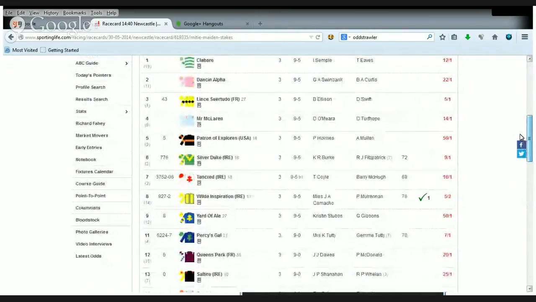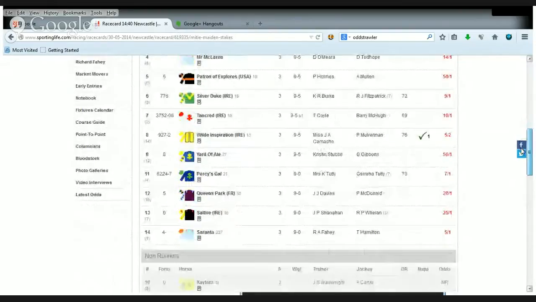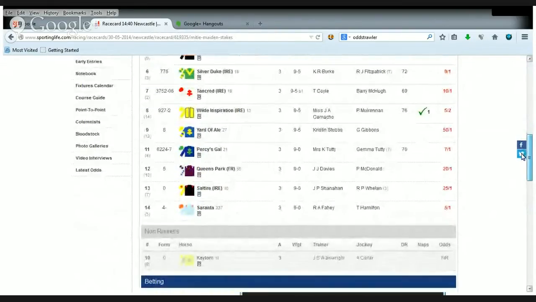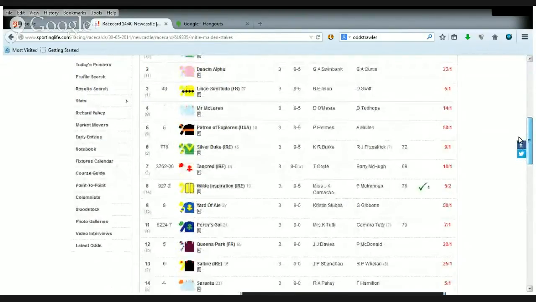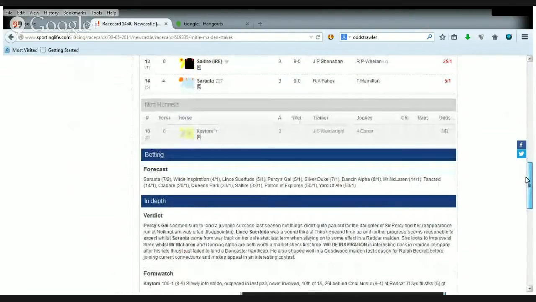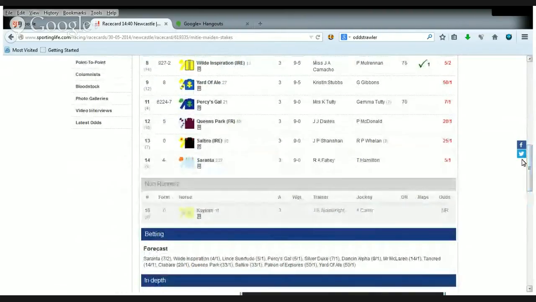Lince is a 5 to 1. There's our selection there, just to show. 5 to 1. And the second horse we picked is Percy's Gal. Percy's Gal is a 7 to 1. So it's quite good odds. 7 to 1. So these are the selections for this particular race.